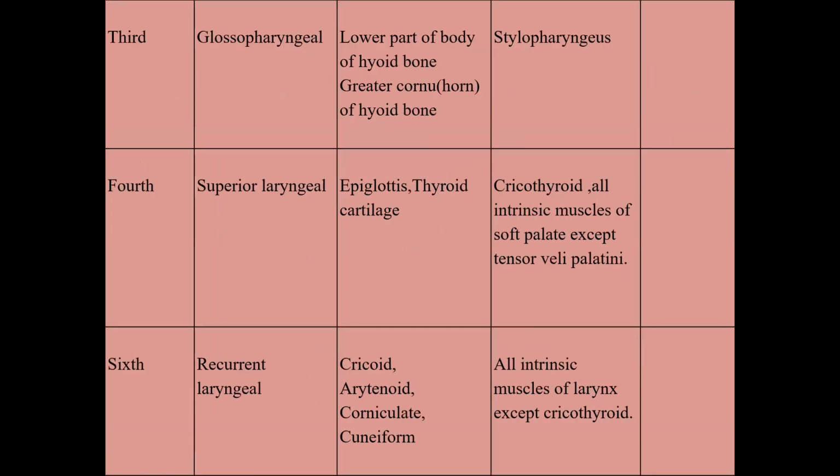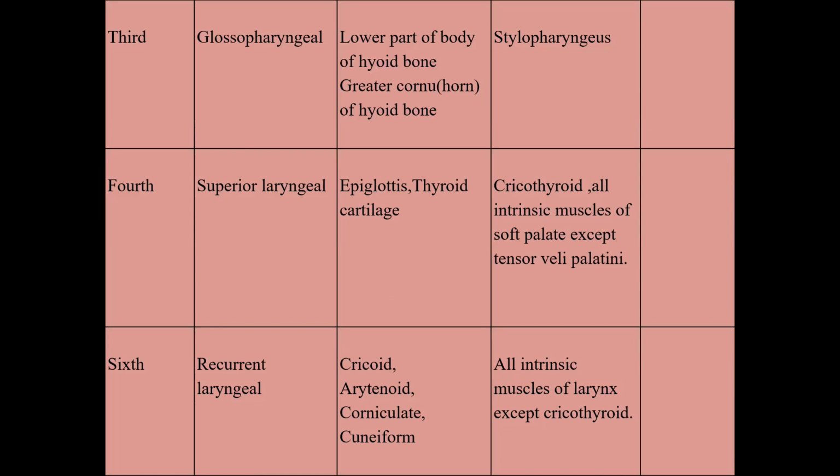Now we come to the third pharyngeal arch. I've already told you the bony components. You can remember them by the word LG. So we have the lower part of the body of hyoid bone and the greater cornu of the hyoid bone. And then the exceptional muscle of the pharynx. All muscles of pharynx are supplied by the pharyngeal plexus, but the stylopharyngeus is supplied by the glossopharyngeal nerve. And students, this glossopharyngeal nerve is the nerve of the third pharyngeal arch. So the muscular component derived from the third pharyngeal arch is the stylopharyngeus muscle.